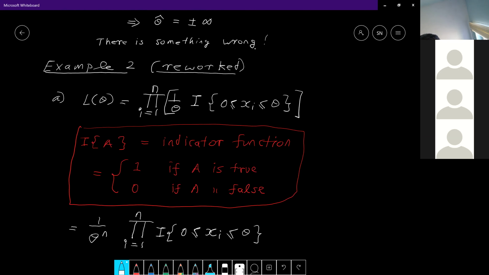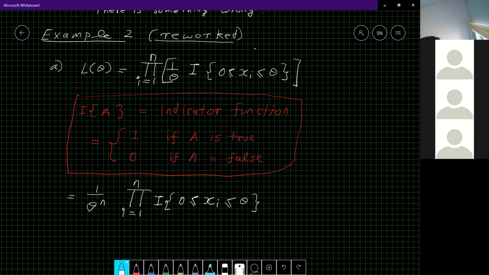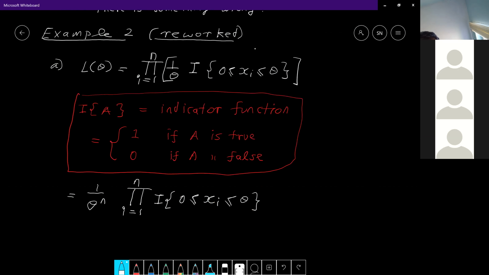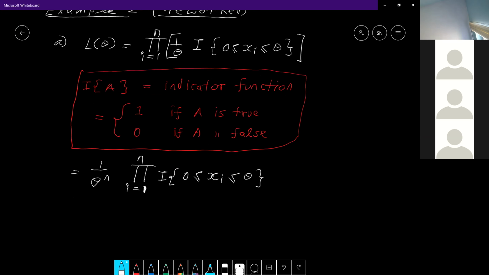Anyway, I just wanted to remind you in case you don't remember what an I function is. Now this is the product of the I function, i from 1 to n. Now there are rules about simplifying I functions, and one of the rules I will write down here, once again using the red box. One of the rules for simplifying products of I functions is the following.